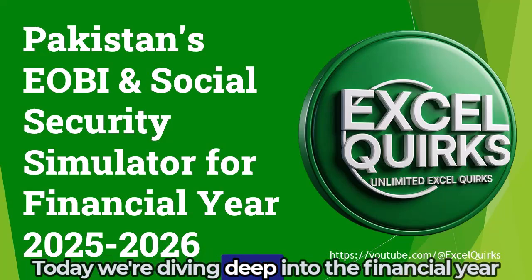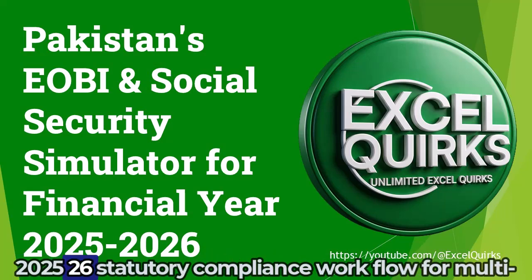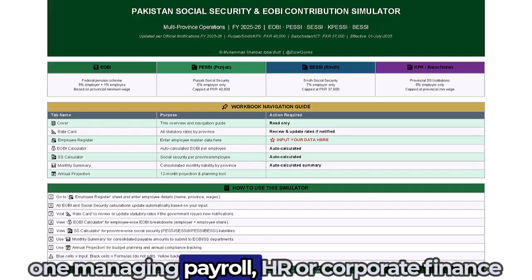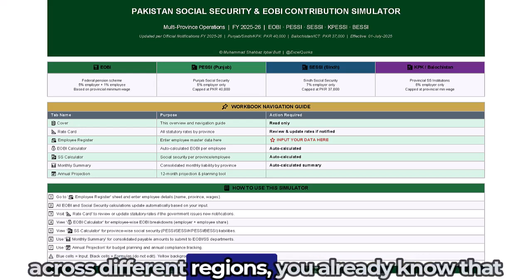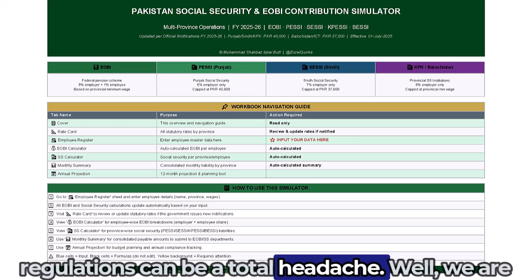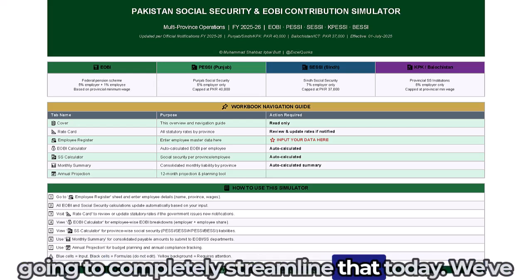Today, we're diving deep into the financial year 2025-26 statutory compliance workflow for multi-province operations in Pakistan. Look, if you're the one managing payroll, HR, or corporate finance across different regions, you already know that keeping up with all these shifting provincial regulations can be a total headache. Well, we are going to completely streamline that today.